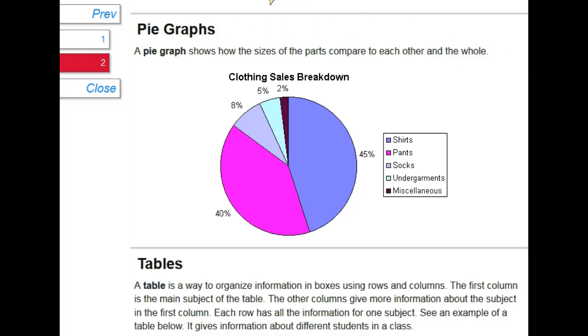A pie graph shows how the sizes of the parts compare to each other in the whole. This one is showing clothing sales breakdown with the different types of clothing shown in the circle graph.